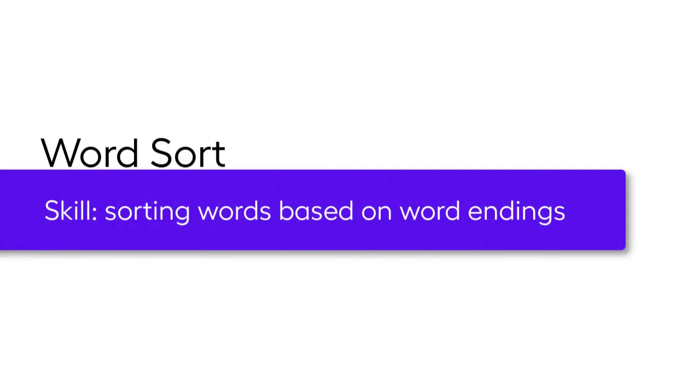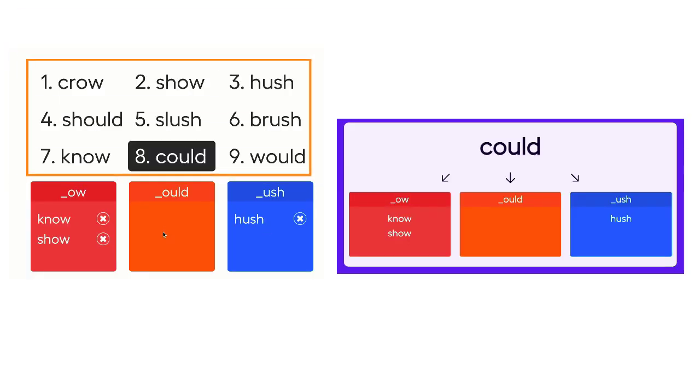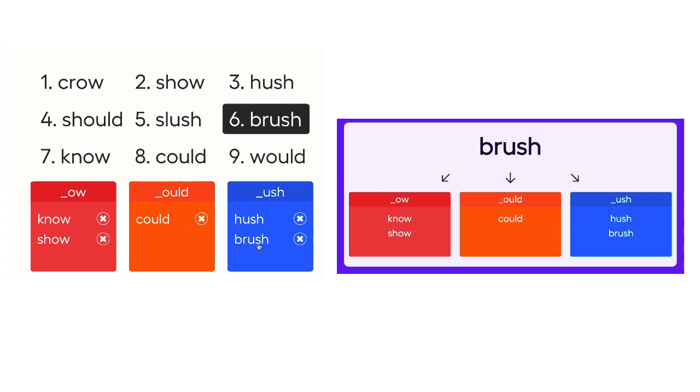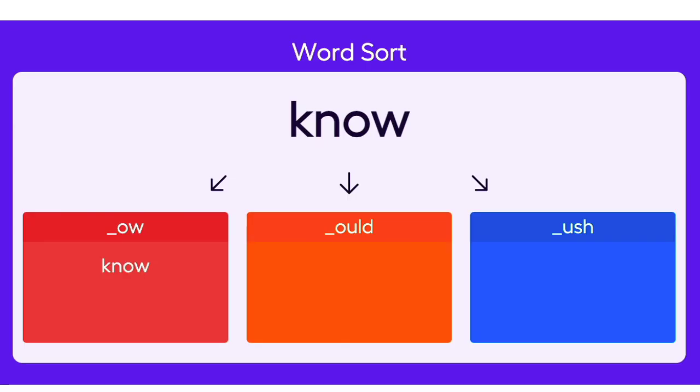In the word sort activity, students will practice sorting words based on their word endings. This is great practice for students learning how to sound out words. As the volunteer, you will select the word from a list of 9 words you'll see above colored boxes. Your student will see the colored boxes on screen, but will only see the word you select. Ask your student where the word belongs based on the word ending.